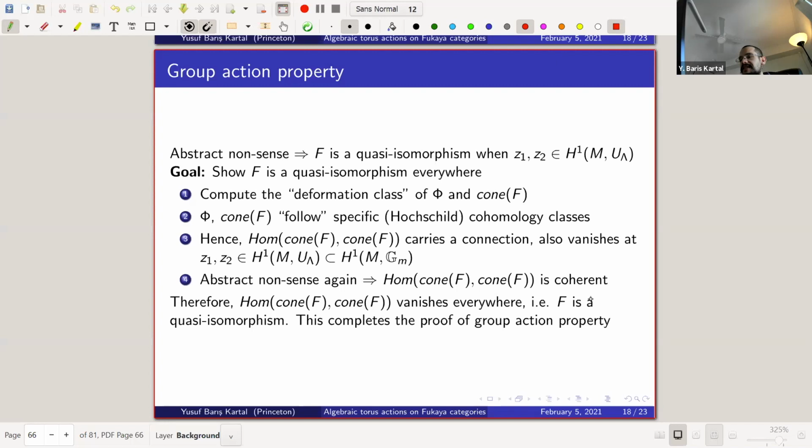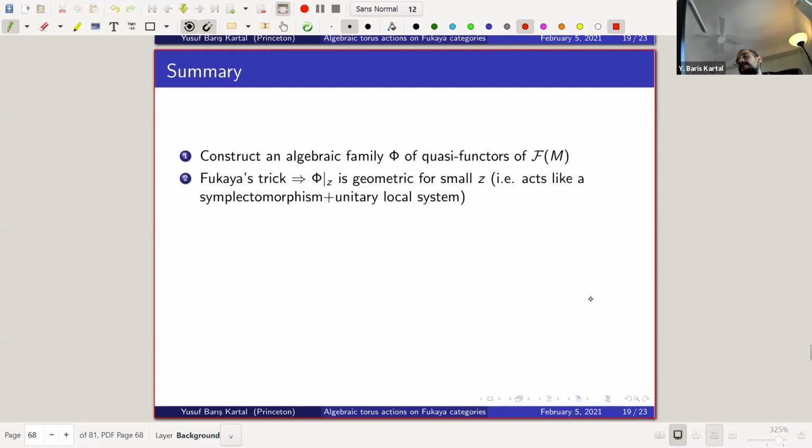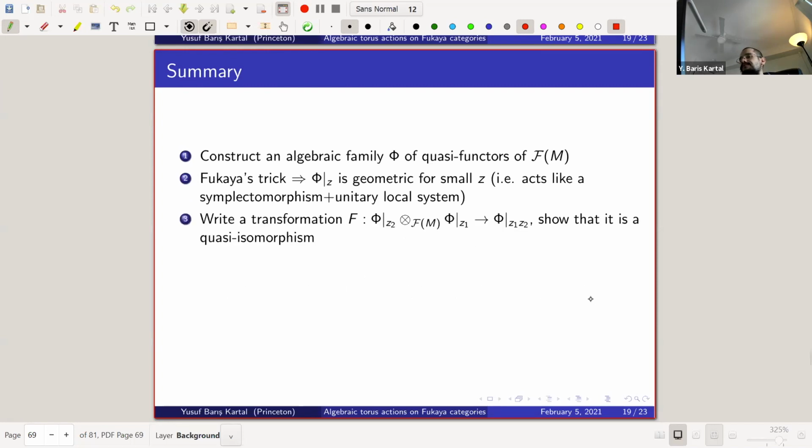Okay, I prepared a summary slide. I'm going to summarize the main points. Okay, so we start by constructing this algebraic family of quasi-functors. So this is somehow similar to family Floer homology. And Fukaya's trick implied that this is geometric for small z. In other words, it acts like a symplectomorphism plus unitary local system.